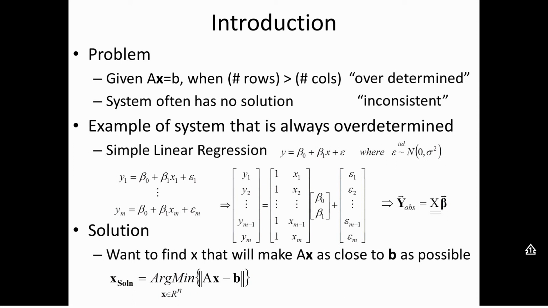It's going to be the x that minimizes, the x that is the argument in this function and minimizes the norm of Ax minus b. That's going to be our solution.